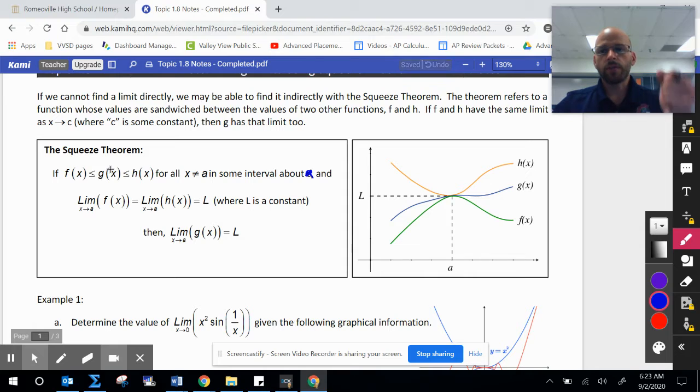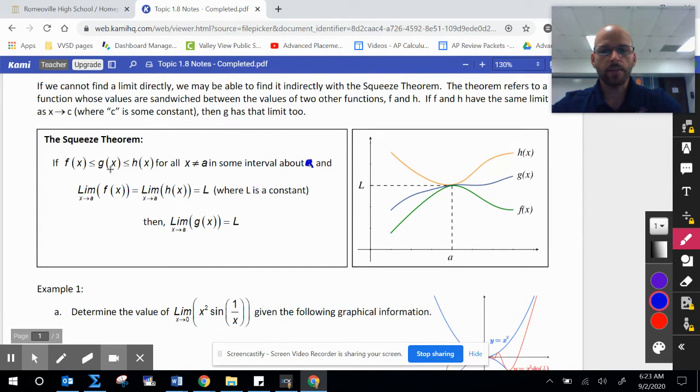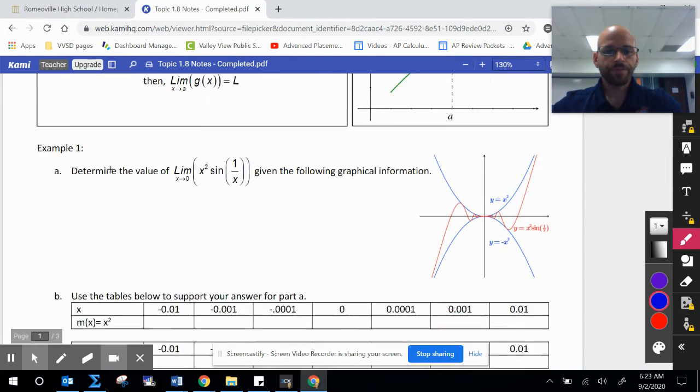So if your small function and your big function give you the same thing, then the one in the middle has to follow suit. That's kind of the idea here. So we're going to take a look at this example here. Example 1, determine the value of the limit as x approaches 0 for x squared sine of 1 over x.